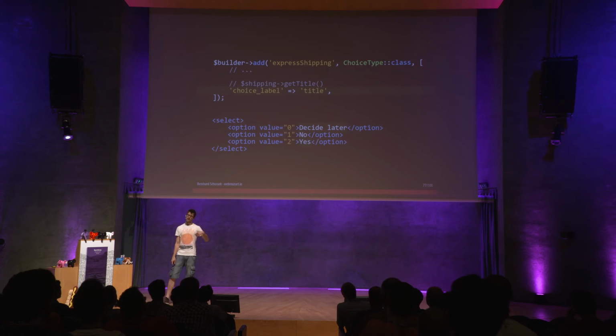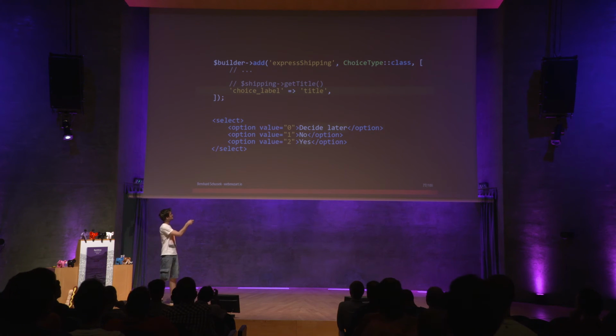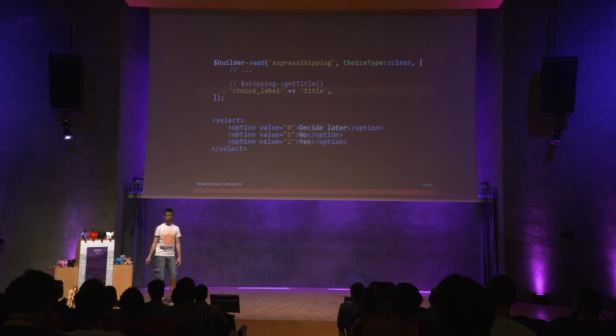There's a lot of other options that we added back then. One very useful one is choice label. Choice label lets you control how a choice is rendered in your view. And it accepts a few different kinds of data types. One of them is a string, a property path. For example, if you pass the property path title, then the choice type will call getTitle on each of the choices. So in this case, our choices are objects, like with the entity type, where we also have objects. We want to call getTitle to render them in the view.